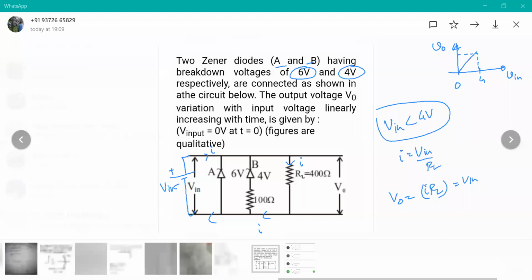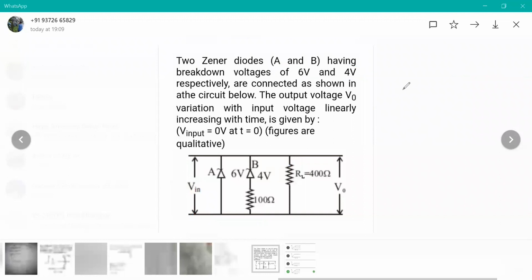Okay. Now let's see what happens in the next situation. If we make the input voltage greater than 4 but less than 6, then this one is still not conducting, but this one starts conducting. So this I breaks into I1 and I2.